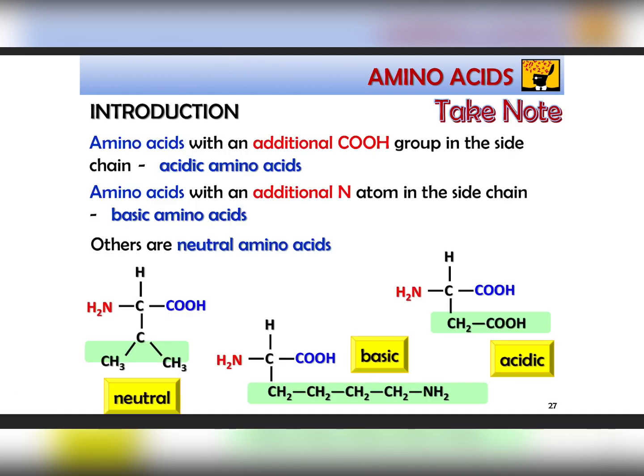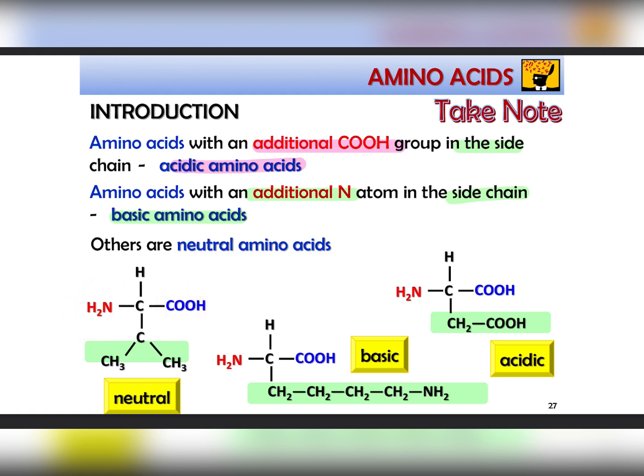Okay, some amino acid yang ada additional COOH, macam tadi kita ada tengok, they are acidic amino acid. Okay, yang ada additional COOH. So kalaulah that amino acid dia ada extra nitrogen atom on the side chain. Okay, so dia mesti syarat dia on the side chain, dekat side chain tu. Okay, so dia adalah basic amino acid. Okay, so the rest of them adalah neutral amino acid. Okay, sebab both ada, you have amino part dengan COOH part.